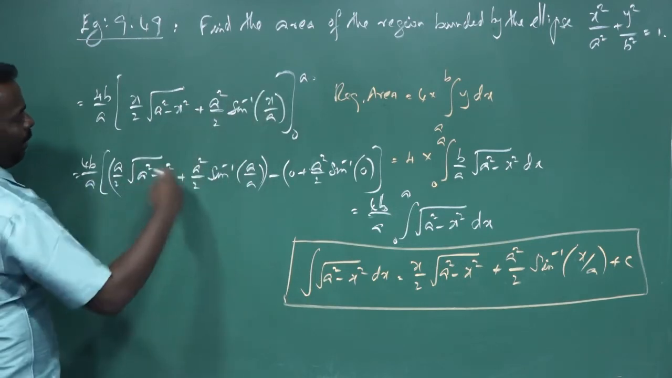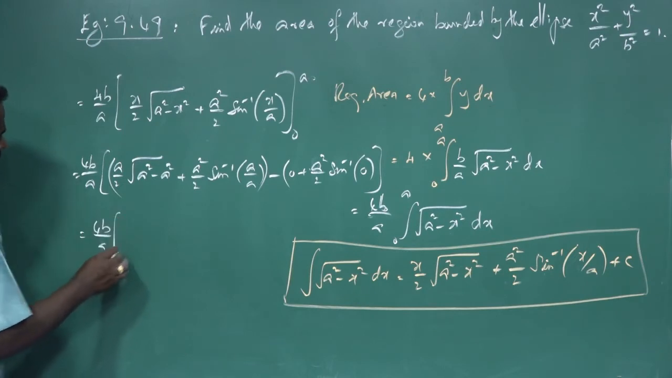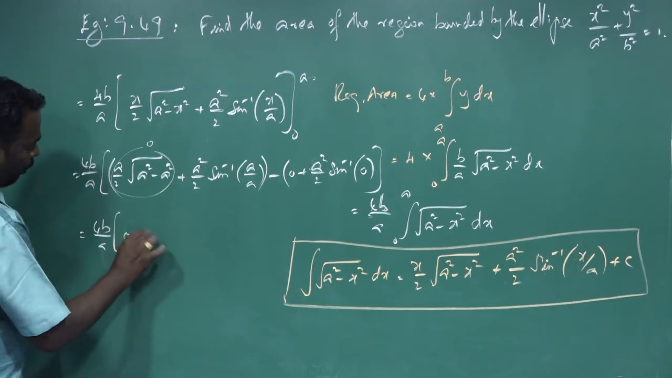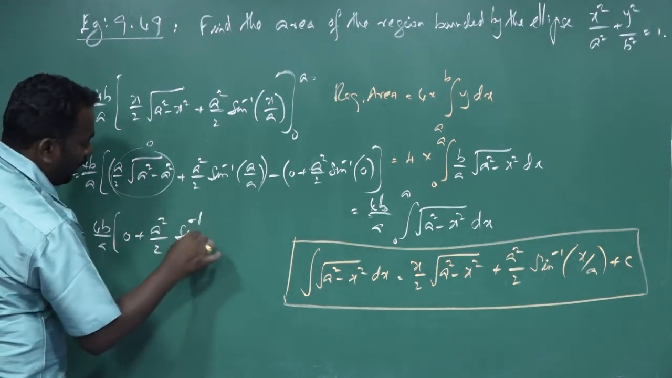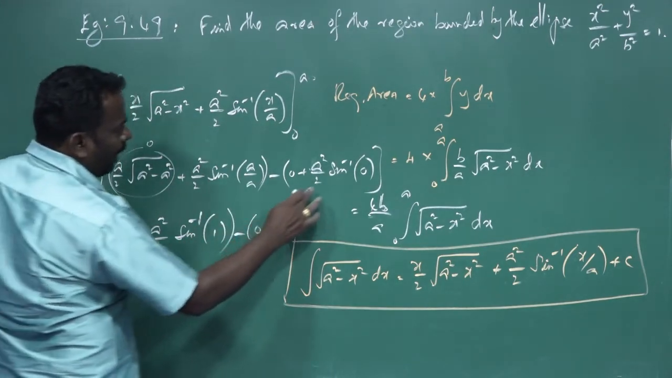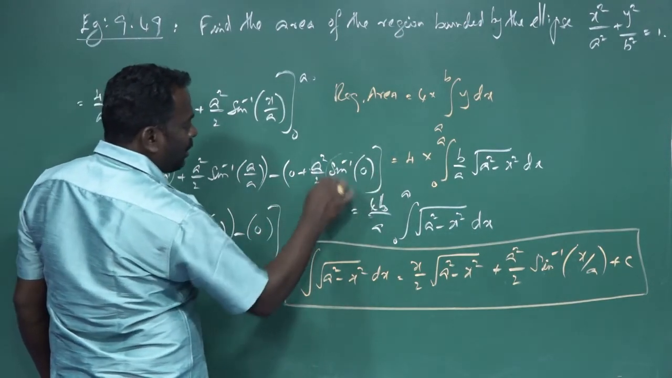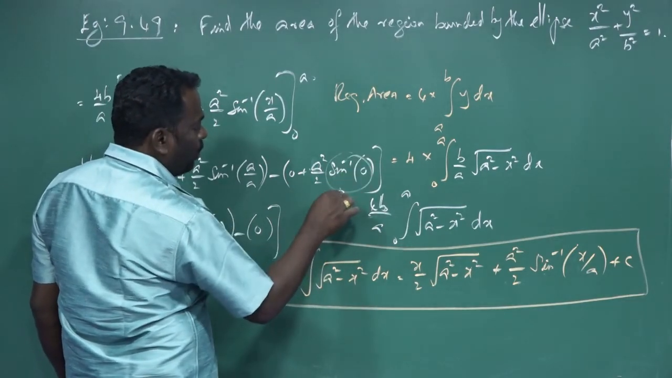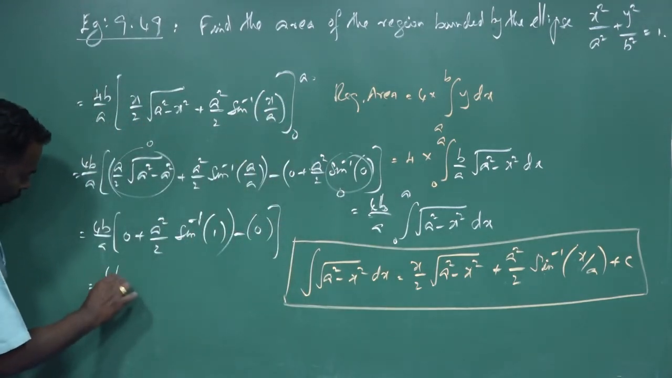So just applying upper limit value minus lower limit value, that is equal to 4b by a as it is, then it is a square minus a square, therefore this term becomes 0, plus a square by 2 sin inverse of a by a, equal to 1 minus 0 minus sin inverse of 0 equal to 0. Therefore totally the second bracket is 0, and this term is also 0 because sin inverse of 0 equals sin 0 equals 0. The total term becomes 0, therefore the second term is fully 0.